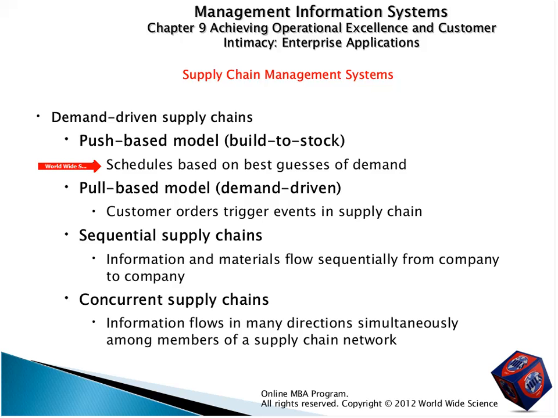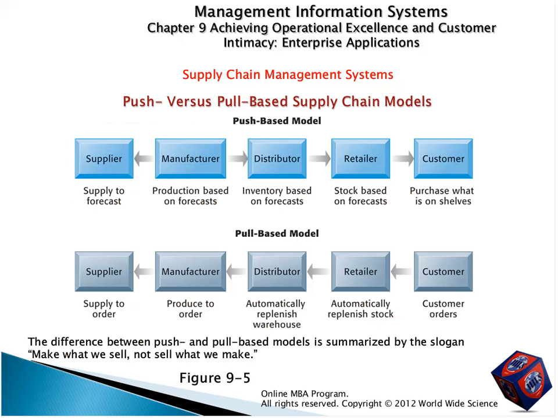And the pull-based model is demand-driven. Customer orders trigger events in the supply chain. It means the process starts from the customer. First of all, the customer puts in the order, then based on the customer order, we will produce our product. So, push versus pull-based supply chain model.